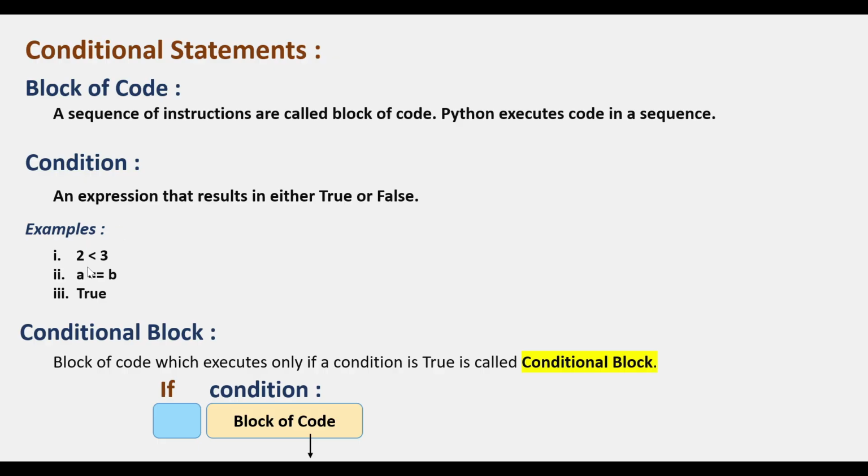Now see here, these are example conditions. Here 2 is less than 3, as well as a is equal to b. Suppose the condition is true, that gives a boolean value. Boolean value means true or false. These are the examples of conditional statements.